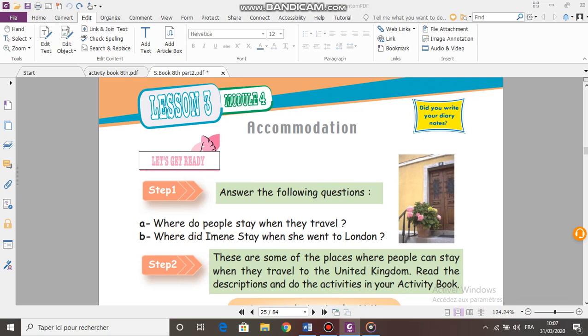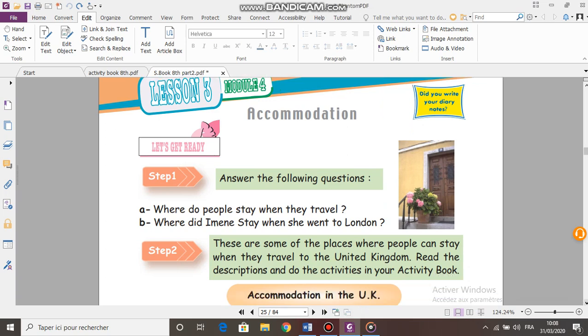Please, to follow me, you have to open both your books, activity and student's book. So student's book page 101 and activity book page 94. Today we are going to deal with lesson 3, module 4, accommodation. I hope that you know the words, otherwise you will now discover the meaning of accommodation. So let's start with the first question.